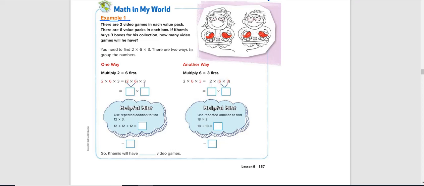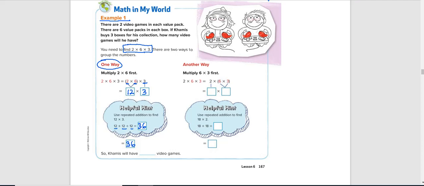Not minding the question, this is what we want to find: 2 times 6 times 3. There is one way of doing it, by starting with the grouping of 2 and 6. 2 times 6 is 12. I bring the remaining 3 down. Then 12 times 3, that is, add 12 three times, will give you 36. So the answer for this is 36.